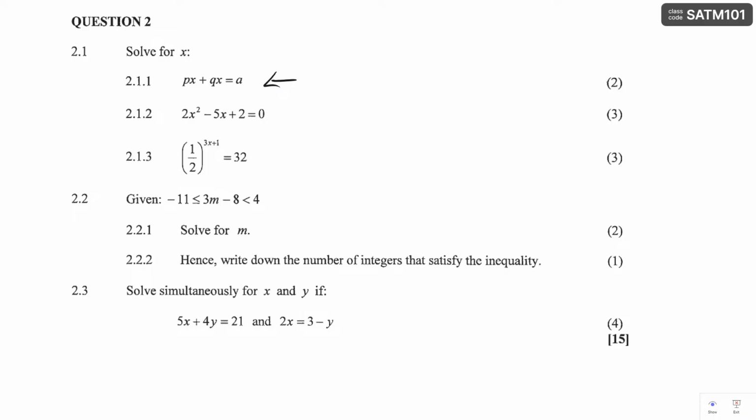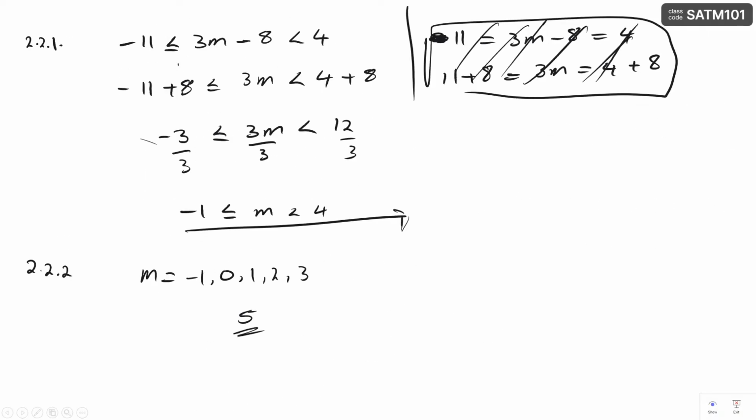Okay, now we are going to solve simultaneous equations. Let me show you simultaneous equation 2.3, even this one is very easy. It's 5x plus 4y equals 21. Make this equation 1. And we also have 2x equals 3 minus y. Make this equation 2.